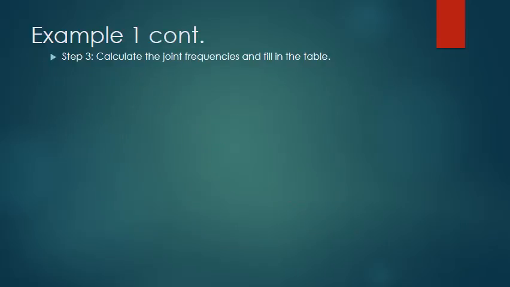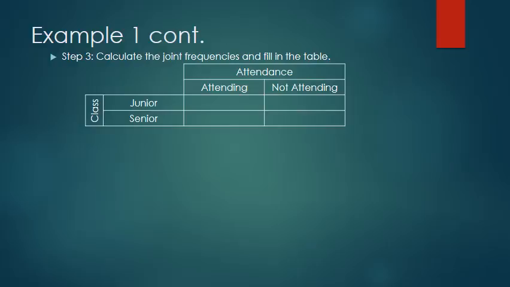Okay, continuing this example, now we have to calculate the joint frequencies and fill in the table. Remember, joint frequencies is just a fancy word for saying the numbers in the two-way table. So there's my two-way table. You should already have that down. Now, from our given information, we should be able to fill in a few of these. So look at the words on your paper in example 1. It says 42 juniors and 77 seniors plan on attending. So that 42 and that 77 are going to go somewhere in this table. In the junior attending goes the 42. In the senior attending goes the 77.